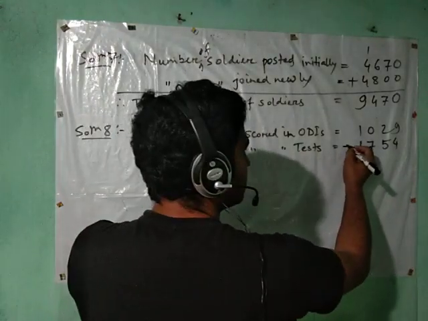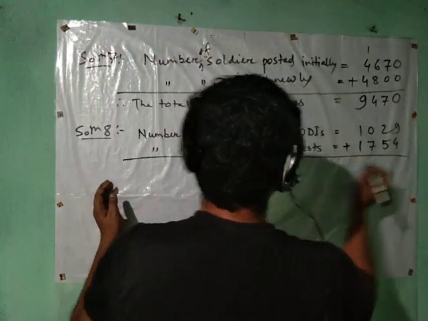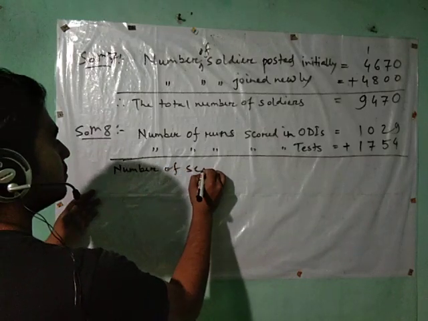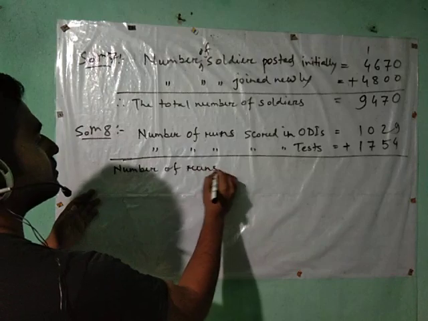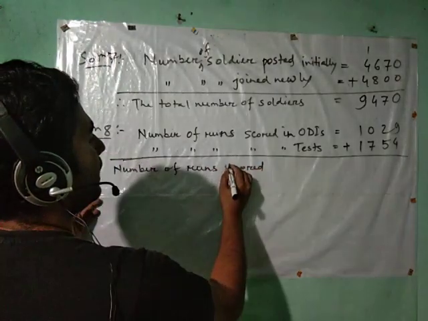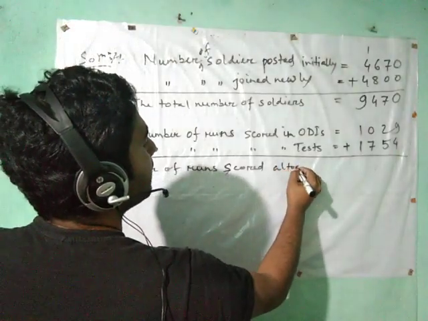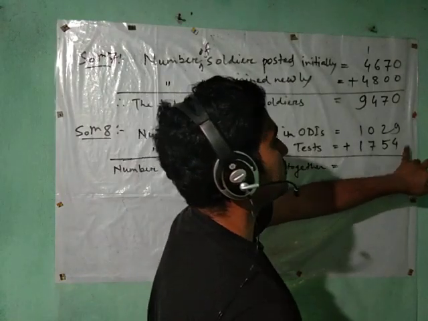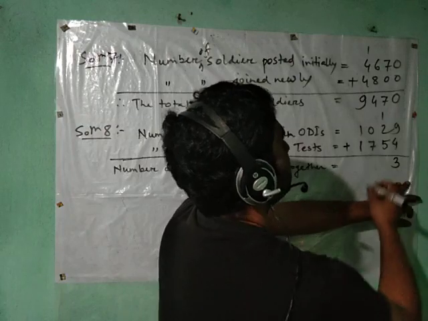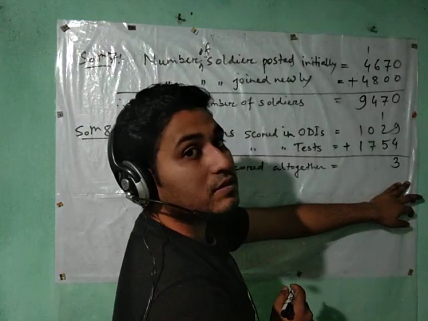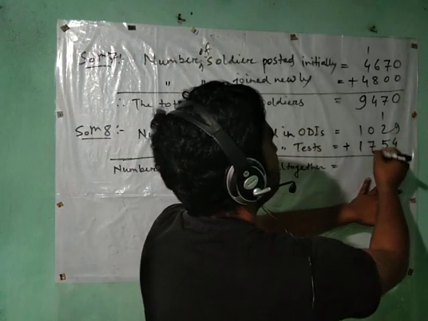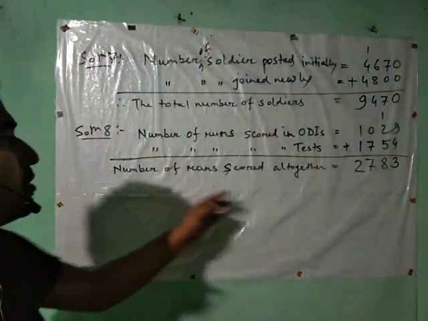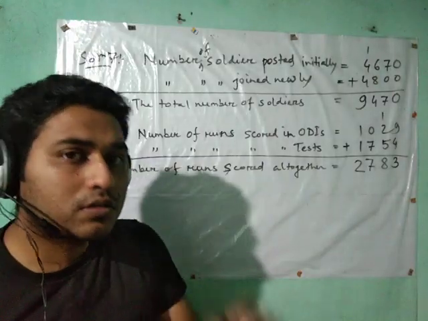Now, altogether means you have to add them. That means number of runs scored altogether equals to, add them first. 9 plus 4, how much will you get? 9 plus 4, 13. 13, cut 3, 1 will be here. So 2 plus 5, 7, plus 1, 8. 0 plus 7, you will get 7. 1 plus 1, you will get 2. So this will be the number of runs he has scored altogether in both ODIs and tests.